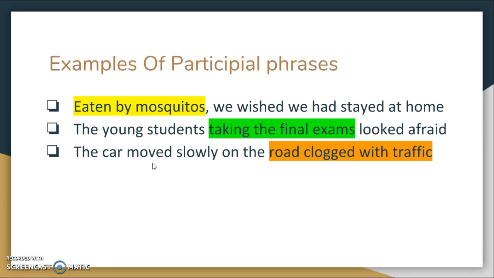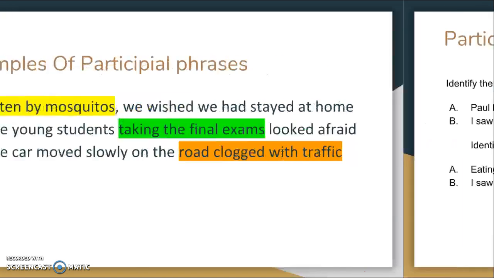Examples of participial phrases. One: Eaten by mosquitoes, we wished we had stayed at home. The subject in this case will be mosquitoes. Two: The young students taking the final exams looked afraid. Exams would be the subject in this case. And three: The car moved slowly on the road clogged with traffic. These subjects all turn the verbs into adjectives.